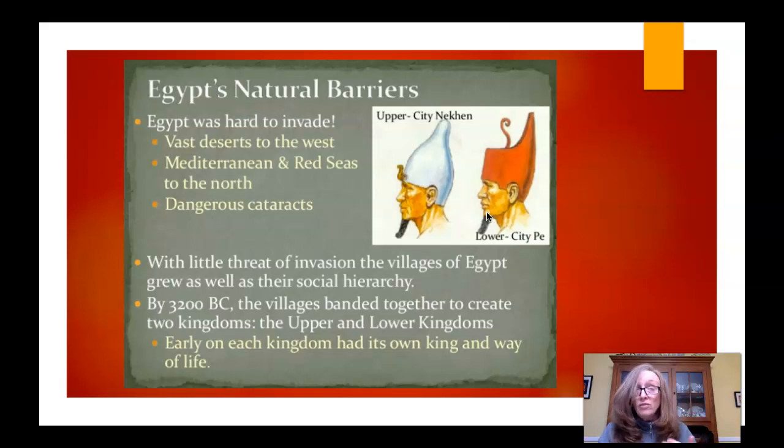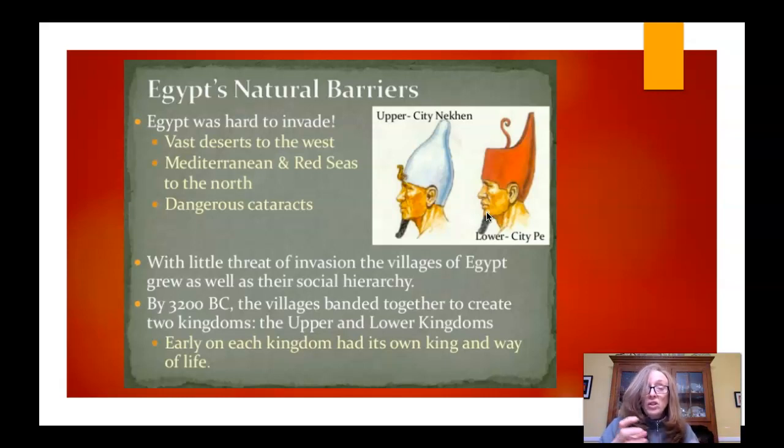And then along the river, people aren't able to navigate the river all the way because of those dangerous cataracts that we took a look at yesterday. And because the threat of invasion was so low because of these natural barriers, Egypt really coalesced and they developed a strong civilization. They developed that social hierarchy, which we're going to take a look at later in the week.